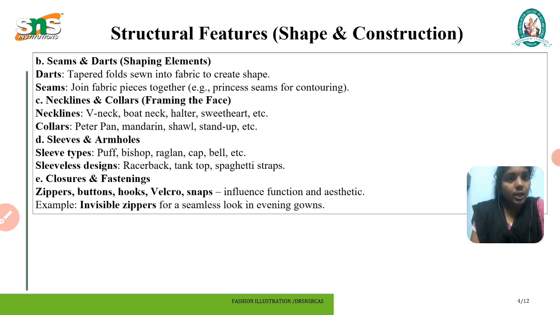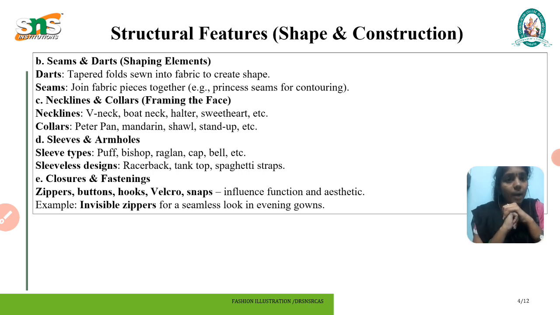Next one is necklines and collars, framing the face. Necklines: V shape, boat neck, halter, sweetheart. There are different types of necklines based on the body features of the wearer, the customer who needs a garment. Based on the body portion of that person, we have to select the necklines or seam lines, to avoid some portions, so we need to illustrate in a proper form.